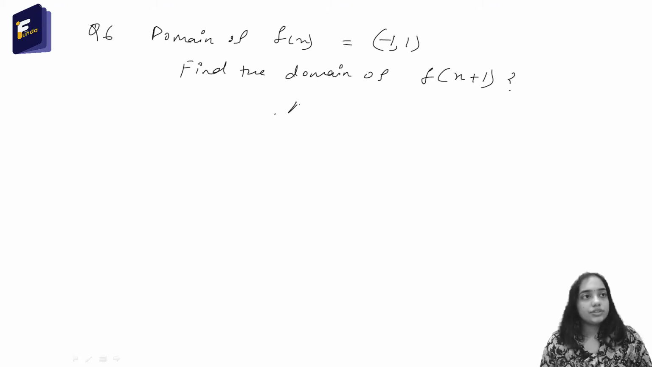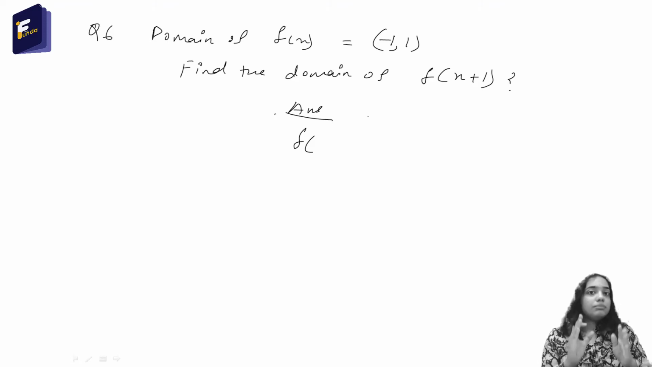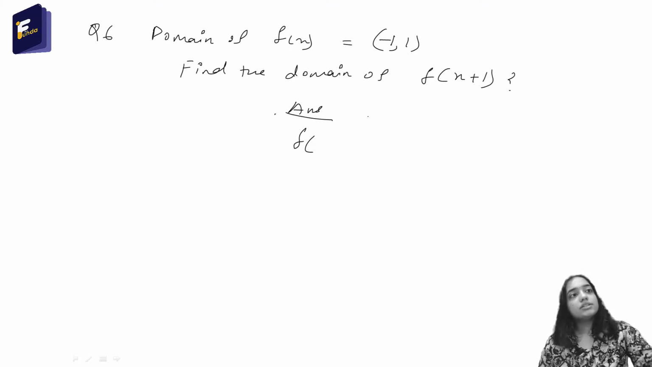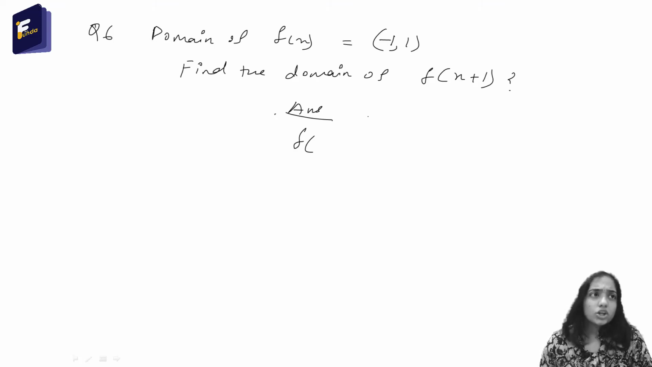Okay, so the answer to this question is, see, we are given already the domain of f(x). So that means that whatever we put inside f, that is the function, should be a number between -1 and 1. Okay, this is the meaning of the first line, the domain of f(x). That means we can put a number inside x that is between -1 to 1.